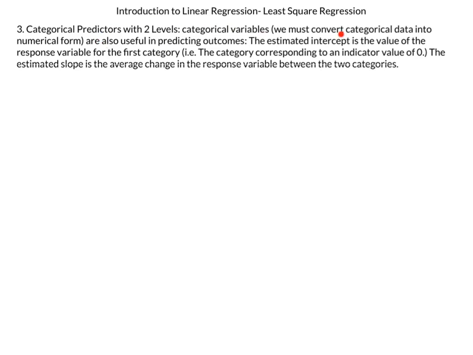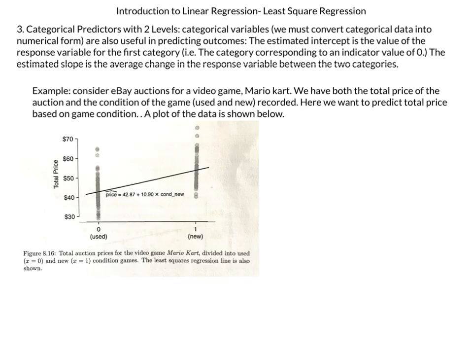The estimated intercept is the value of the response variable for the first category, i.e. the category corresponding to an indicator value of 0, and the estimated slope is the average change in the response variable between the 2 categories. This is where an example is really helpful to illustrate. So consider eBay auctions for a video game, Mario Kart. We have both the total price of the auction and the condition of the game, used and new, recorded.